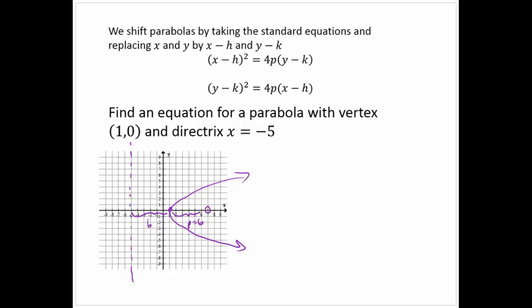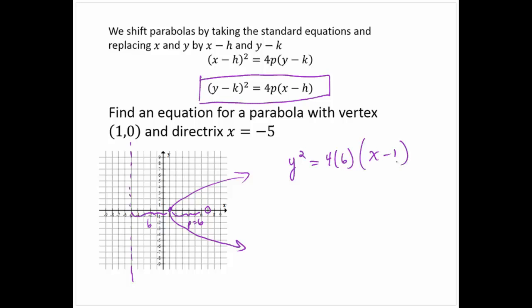All right, so we have it just shifted to the right, so that affects the x. Since it's opening to the right, that's going to be of the form (y minus k) squared is 4p times (x minus h). If it opens left or right, we have a y squared. And so then the equation would be y squared, since we're not shifting the y at all, equals 4 times 6 times (x minus 1). So y squared is 24 times (x minus 1).